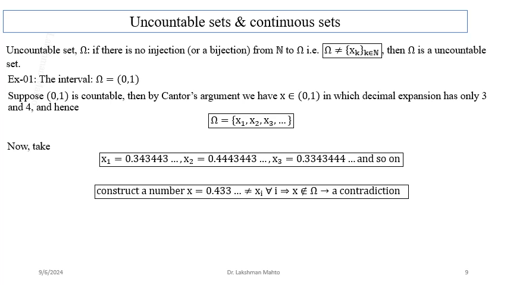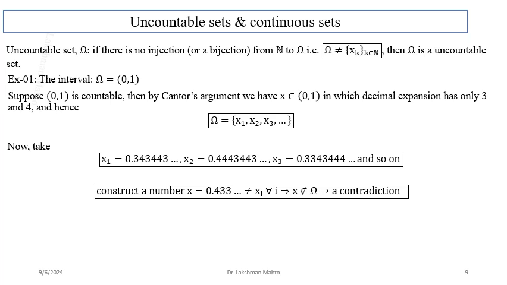What does it say? x equal to 0.43, such that x is not equal to any of the xi. That means x is in the open interval (0, 1), but it does not fall in the constructed sequence. Whatever sequence we had taken, it doesn't fall in that. It simply says that all the members of (0, 1) can't be expressed in terms of a single sequence. So the open interval (0, 1) is an uncountable set. You fail to put a bijection or injection, so that's why it is an uncountable set.